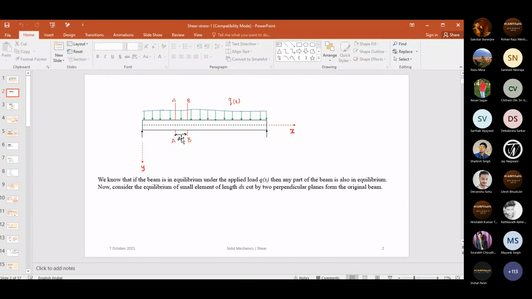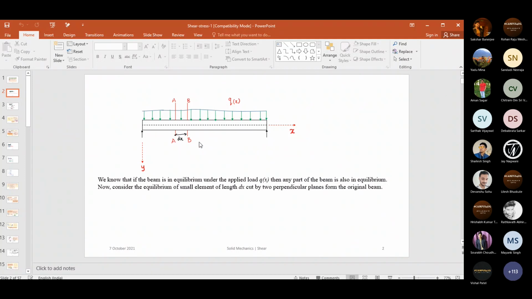Okay. Now, let's say this is the x-axis, this is the y-axis, and we take two planes, and between them we consider a very small distance dx. If the whole beam is in equilibrium, we know that any part of the beam is also in equilibrium. So if you consider this small part dx, this also should be in equilibrium, isn't it? That is what Newton's law says. If the whole beam is in equilibrium, then any part of the beam should also be in equilibrium. Otherwise, nothing makes sense.